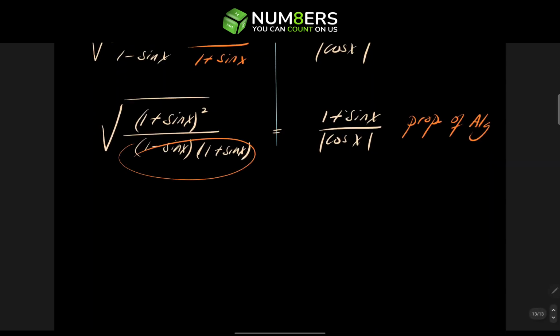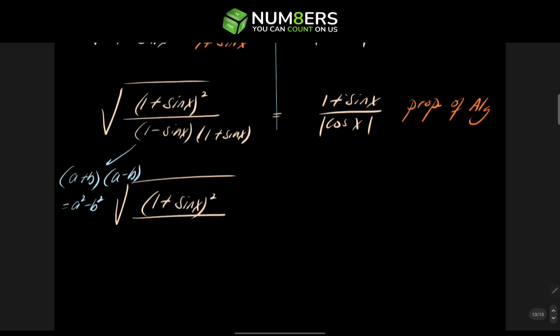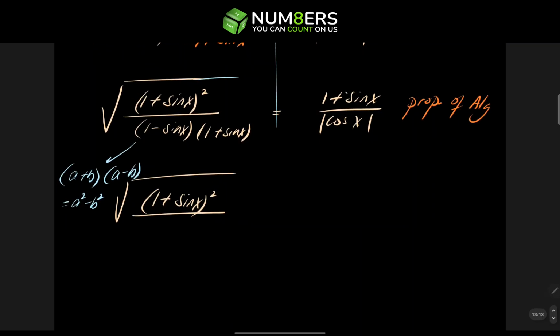Now the bottom, we're going to multiply it out by foiling. So we end up with the square root of 1 plus sine x squared over 1 minus sine x times 1 plus sine x. That is a difference of squares, which is a plus b times a minus b is equal to a squared minus b squared. So for the bottom, 1 minus sine x times 1 plus sine x is the same thing as a plus b times a minus b. And that becomes 1 minus sine squared x.